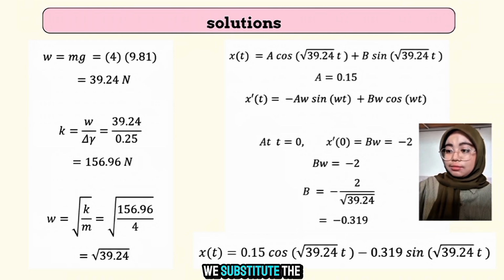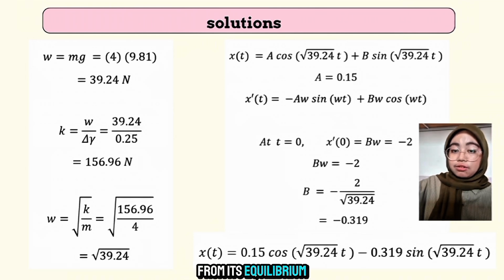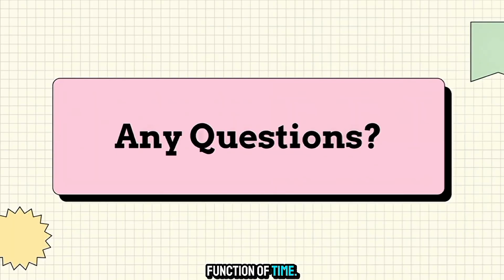So finally, we substitute the value of a and b into the general solution. So x(t) is equal to 0.15 cos square root 39.24t minus 0.319 sin square root 39.24t. So this equation represents the displacement of the block from its equilibrium position as a function of time.